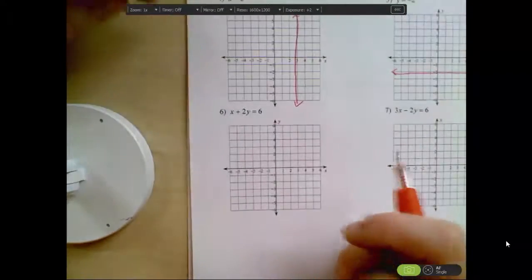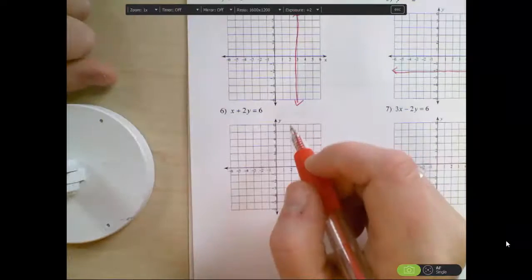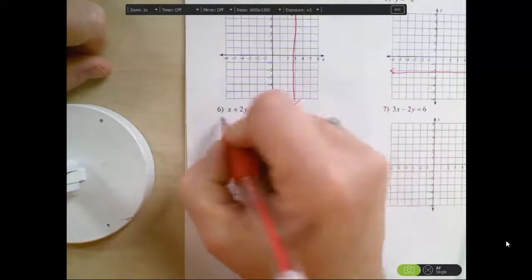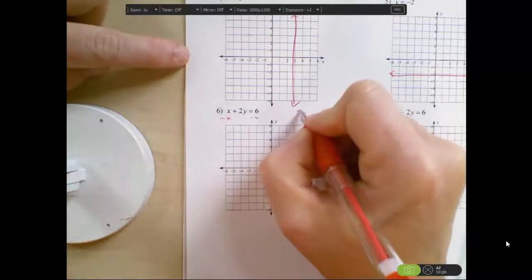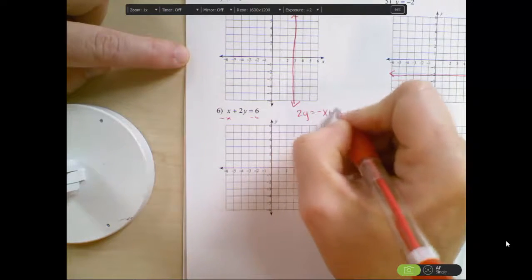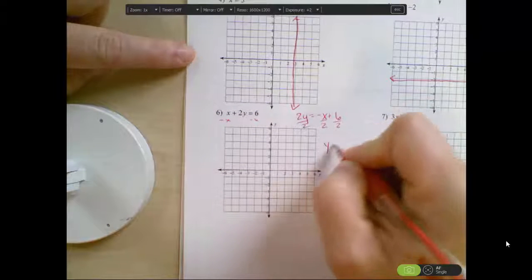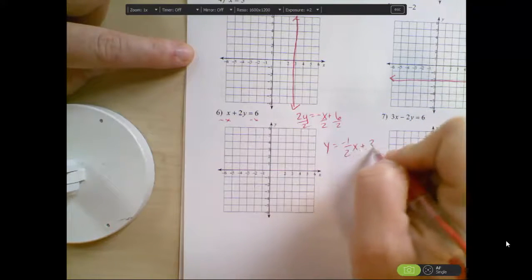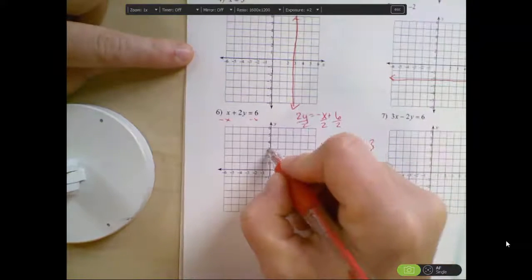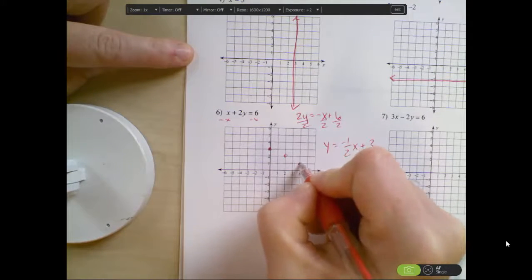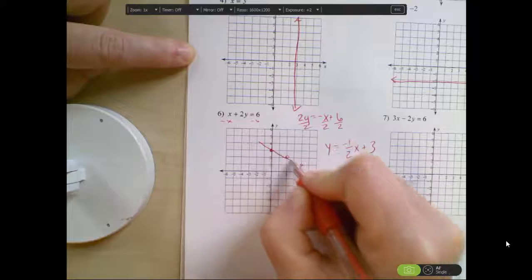And now down here we have to start solving for y because we're not in y equals mx plus b. So your first step is to minus x from both sides, which gives you 2y equals negative x plus 6. Divide by 2. Y equals negative 1/2 x plus 3. Start at 3, go down 1 over 2, and draw your line.